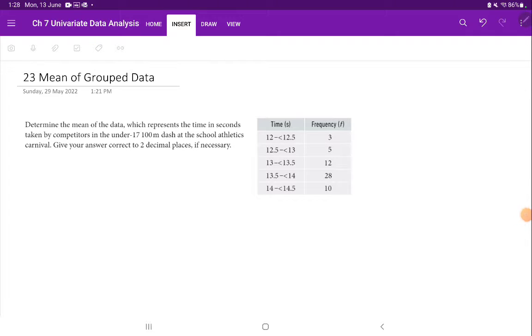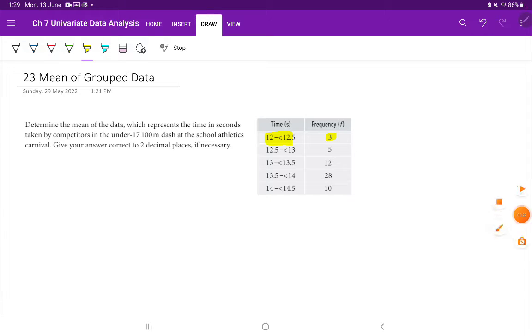Alrighty, today we're going to be having a look at how to deal with the mean of group data. And you can see the problem immediately. If I have 12 and 3, well, I don't know if I've got 3 12s, or do I have 3 12.5s, or somewhere in between. So we're going to need to basically work out a number to represent the center of this group.